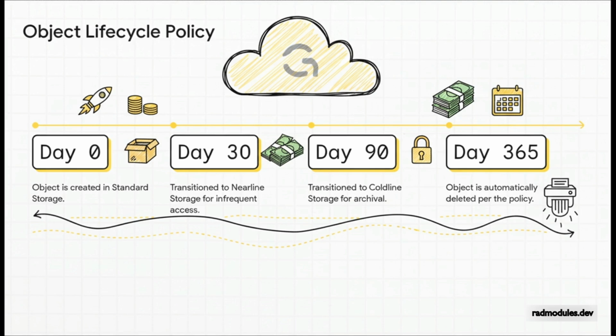After 90, even cheaper coldline. And after a year, poof, it's deleted. You set this up once, and it just works. It's like cost optimization on autopilot.